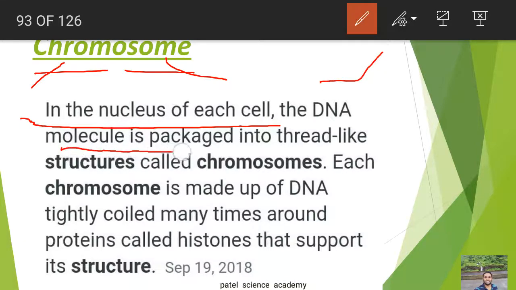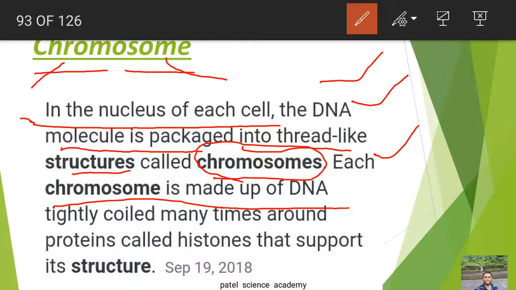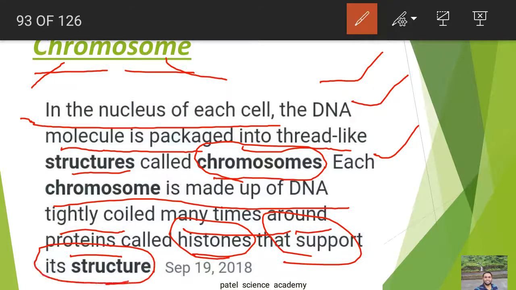The DNA molecule is packaged into a thread-like structure that is called chromosome. So DNA is the part of the chromosome, and each chromosome is made up of DNA tightly coiled many times around proteins called histone proteins, and that supports the structure of the chromosome. So chromosome is a color body, it is the genetic material, and it functions as a carrier of heredity.